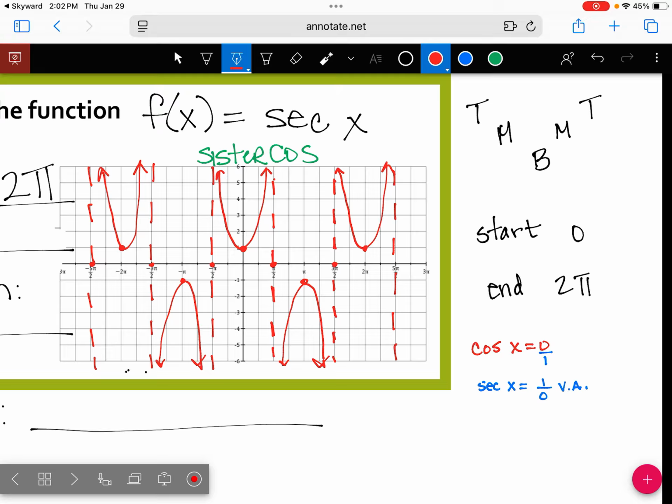So secant and cosecant, we do have arrows. Remember I said we don't put arrows on sine and cosine? But we do for secant and cosecant.